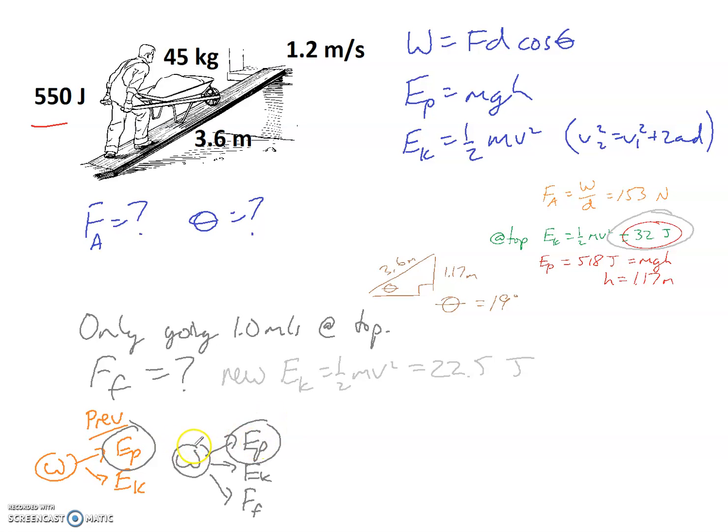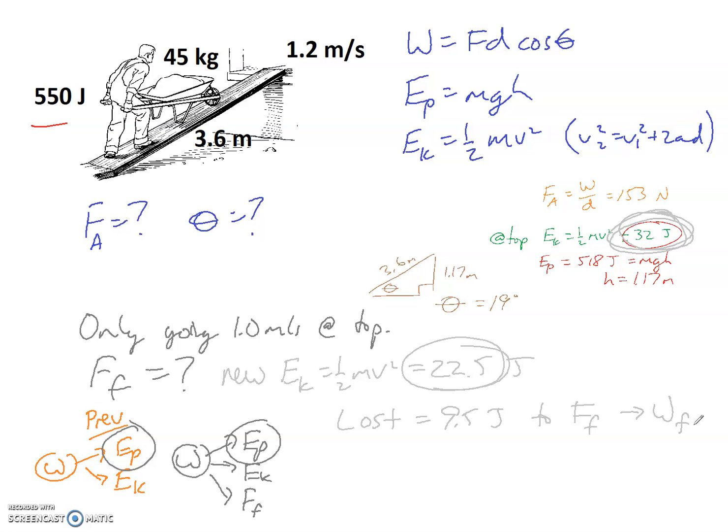But the potential energies are the same. It's still the exact same height. We've just made that kinetic energy a little bit smaller, and some of that energy went to friction. So before, I had 32 joules of kinetic energy. Now I've only got 22.5 joules of kinetic energy. So we've lost, just subtract the two, we've lost 9.5 joules to the force of friction, and this would be the work that friction has done. So it's not very much.